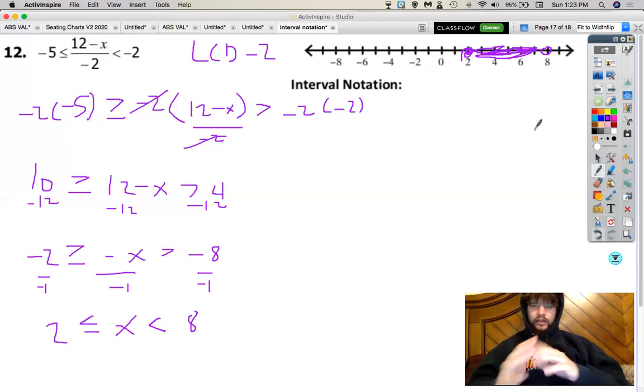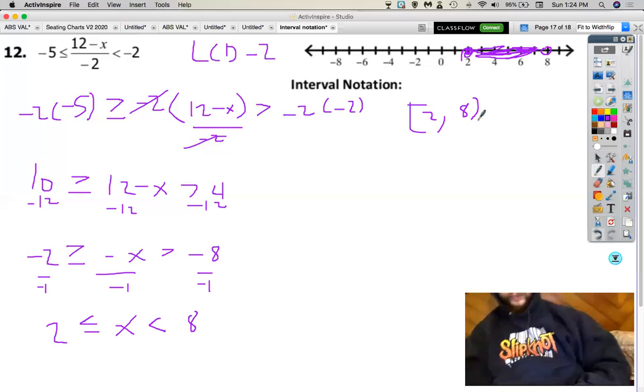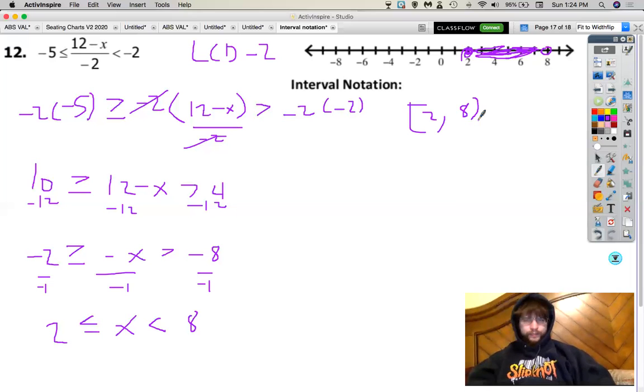All right, in our notation, bracket 2, comma 8, and they could both have brackets. That would be a closed set. So if this was greater than or equal to, it would be bracket and bracket. So it's possible. We didn't do any, but it's possible. And that's a wrap on that.